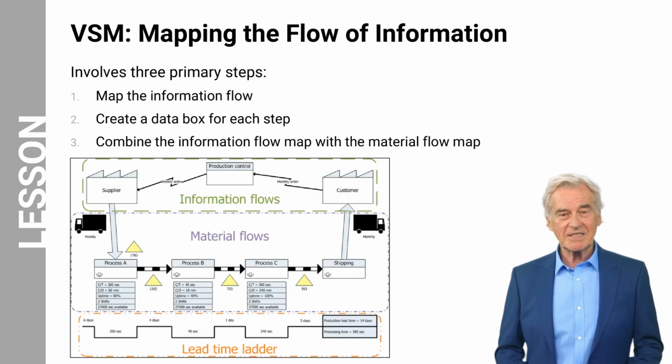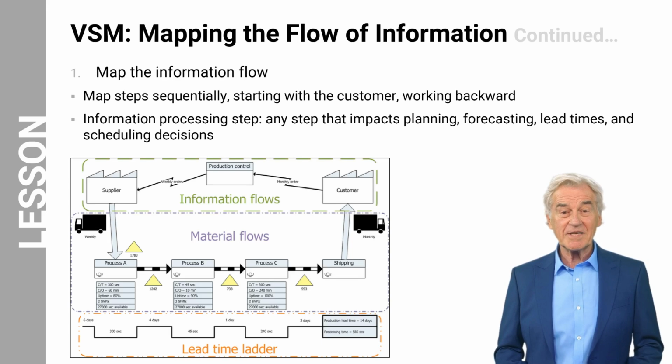Now let us discuss the second component of VSM, which is mapping the flow of information. This component involves three primary steps: map the information flow, create a data box for each step, and combine the information flow map with the material flow map. The first step is to map the information flow. The information flow is mapped much like the material flow map. The steps are sequentially mapped, starting with the customer and working backwards through all information processing steps. An information processing step is any step that impacts planning, forecasting, lead times, and scheduling decisions. In many cases, the arrows used to connect the steps in the material flow map represent the flow of information.